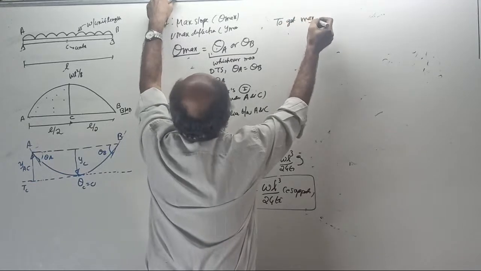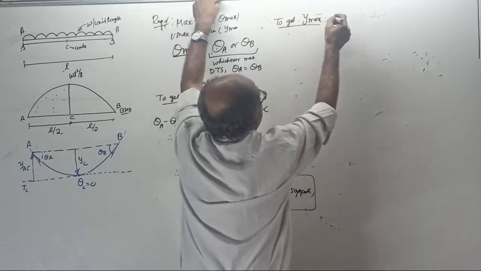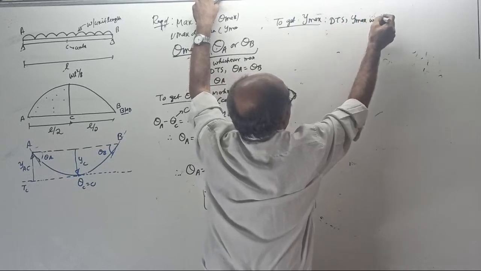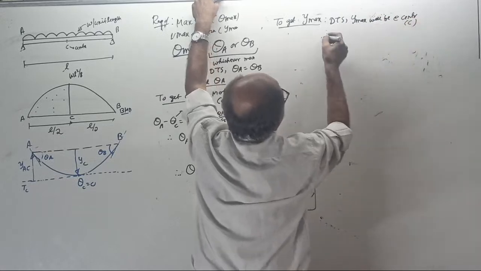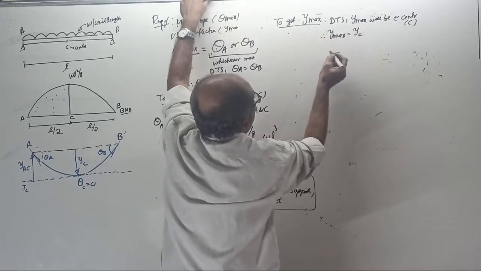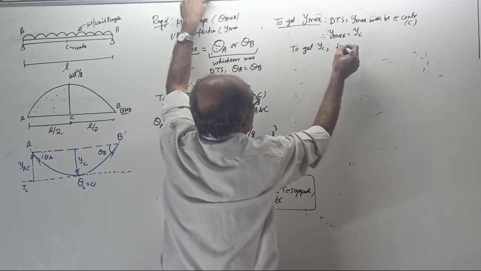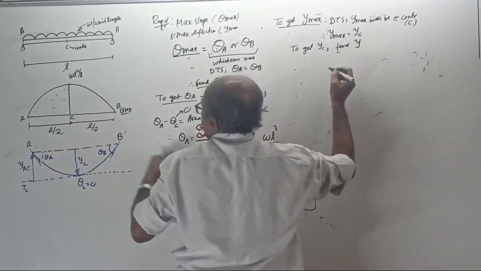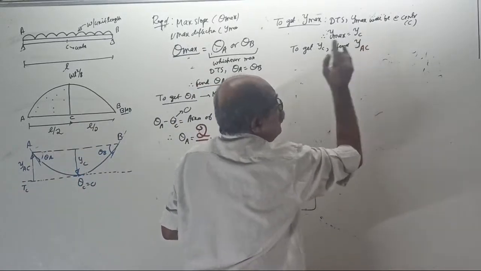maximum deflection, Y maximum, due to symmetry, Y max will be at center, that is C. Therefore, Y max equals Y at center. To get Y at center, directly YC you can't get. Find Y of A with respect to tangent at C. I told you a thousand times, right?